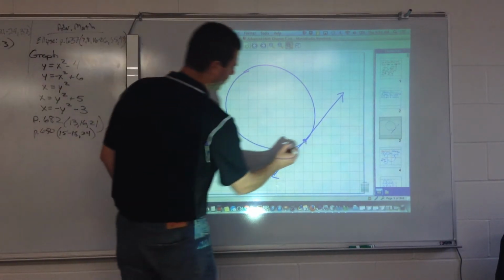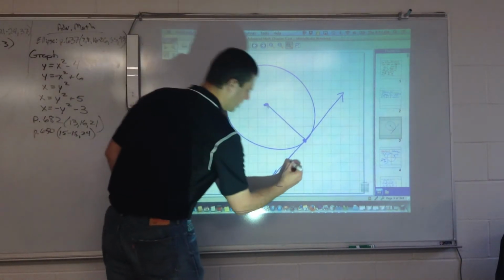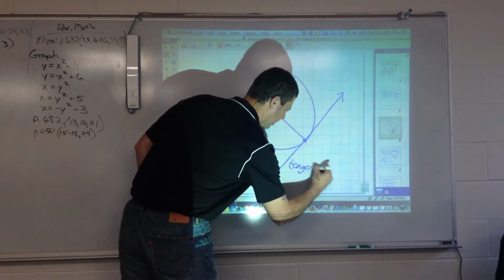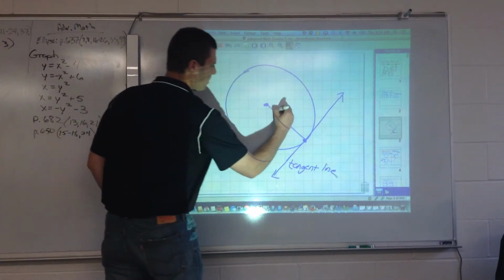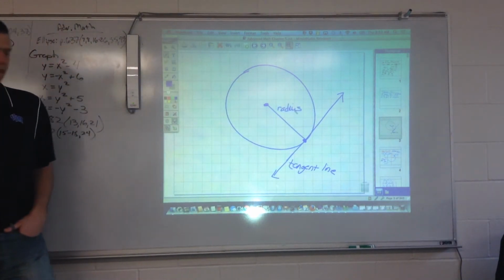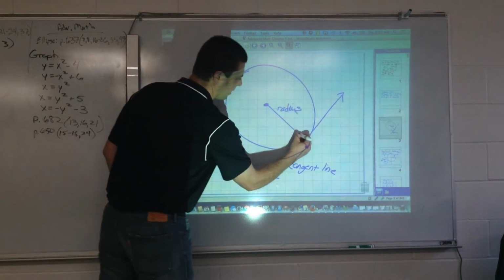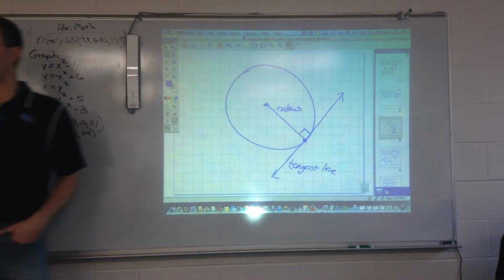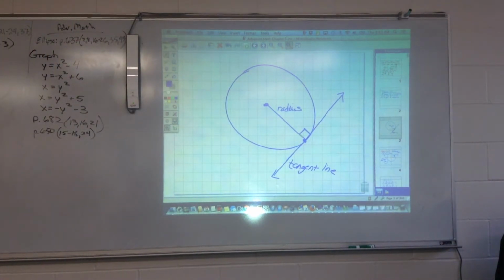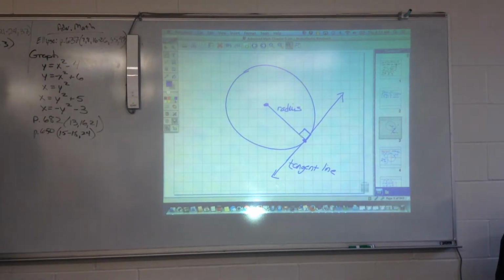Well, what I know then is that if I draw the radius, so here's my tangent line. Here's my radius of the circle. Okay? There's a 90-degree angle right there. That is a 90-degree angle right there. That's all that Theorem 10.1 is saying. A tangent line to a circle is perpendicular to the radius that intersects the tangent line.